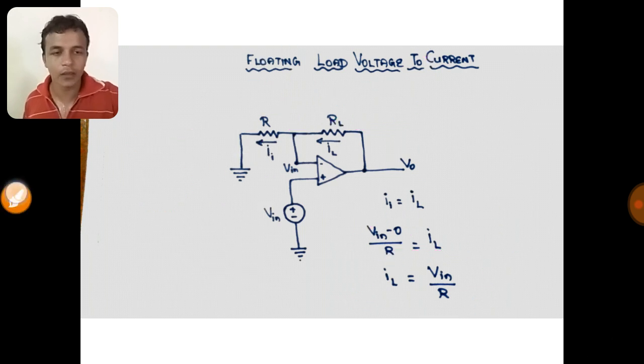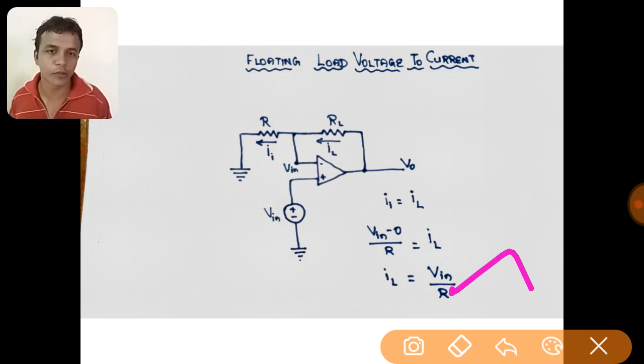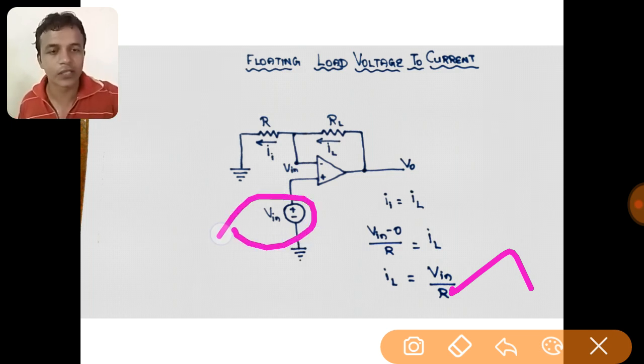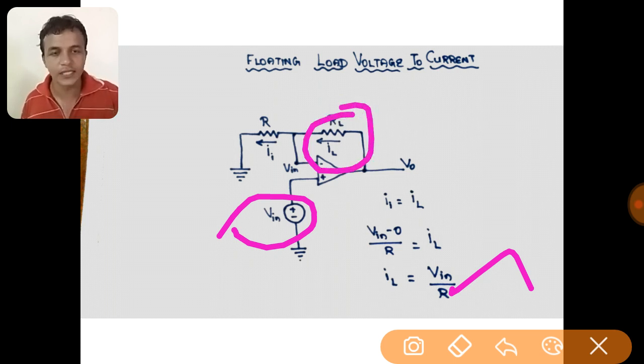So from this we can conclude that the load current is directly proportional to the input voltage Vin, which is given to the non-inverting input terminal of the operational amplifier. So here the voltage is converted into current. If voltage is there and the circuit is complete, definitely it will give current. So it is more appropriate to say it is a voltage driven current source, and this current IL can be given to any load, any electronic device which requires current for its operation. So this is called a voltage driven current source.